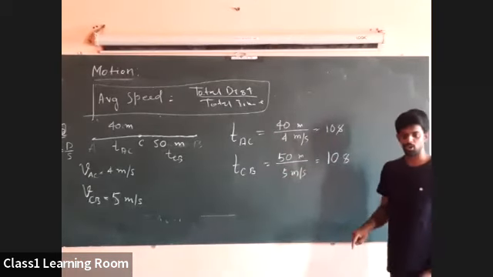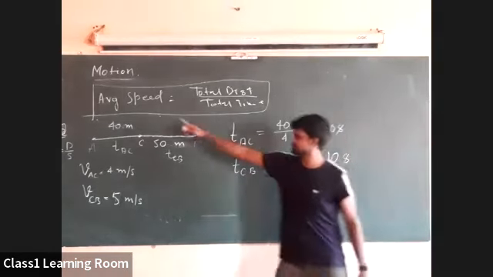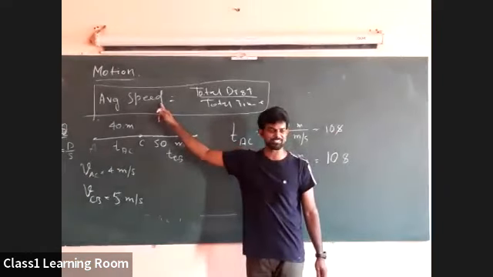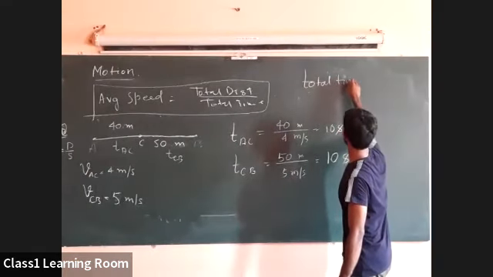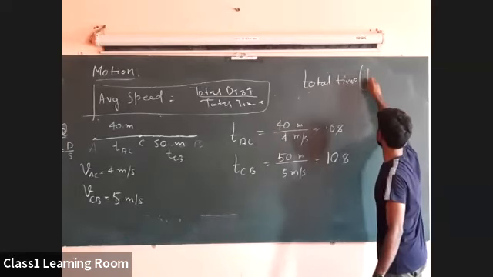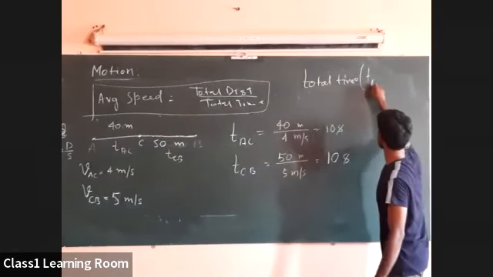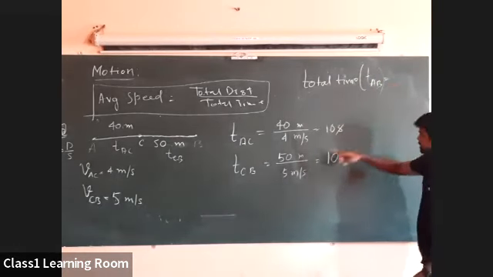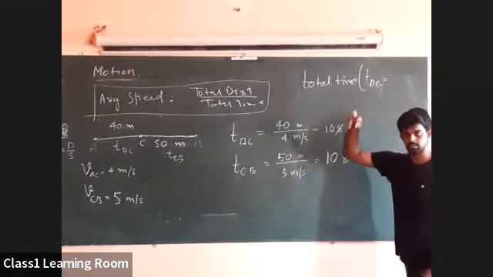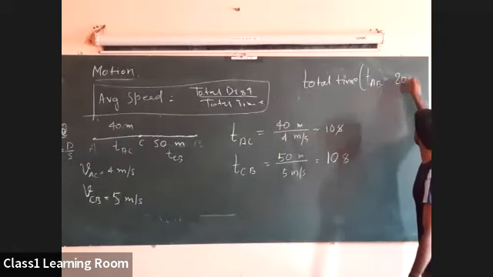So how much is this? 10 seconds. How many of you have got 10? No, the average speed, someone told me that they have got 10. Total time, wait, total time. That is the time travelled to reach from point A to point B. So time AB is how much? This plus this. So 10 plus 10, 20.